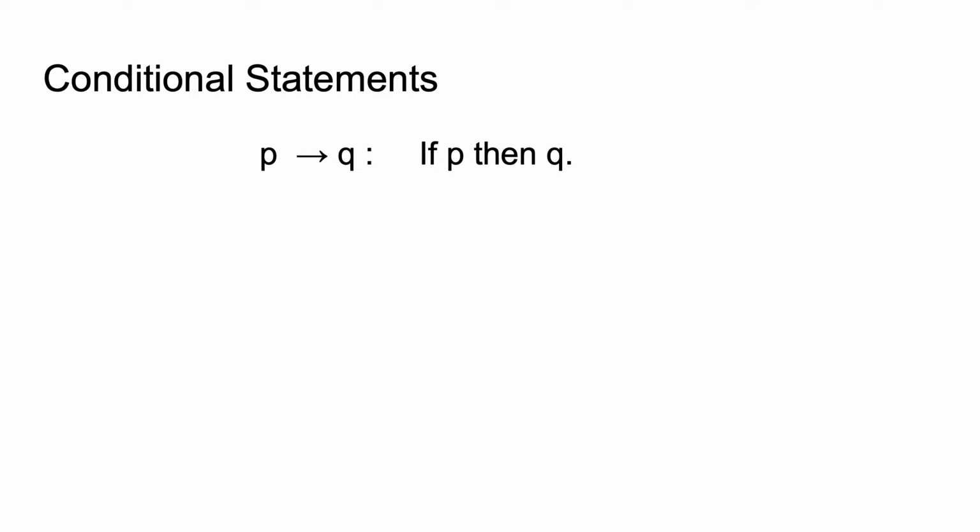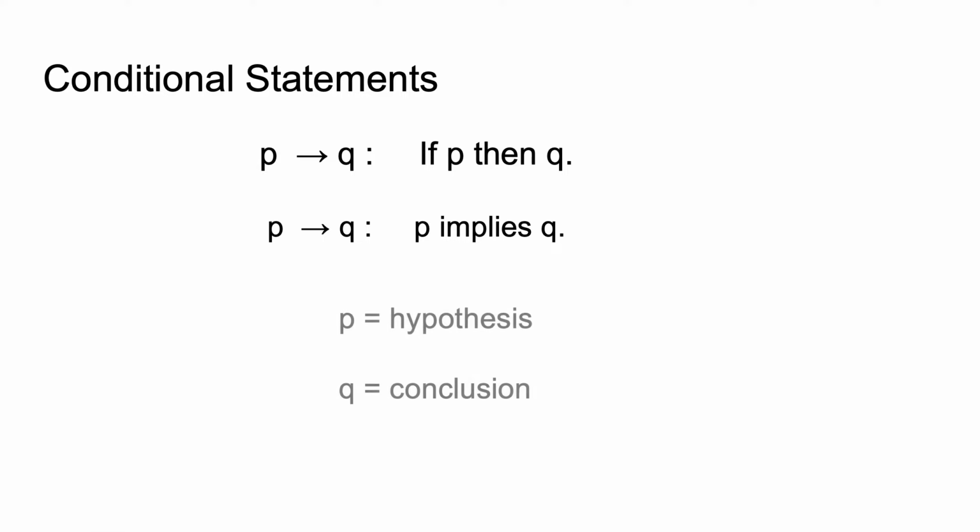So a conditional statement looks like this. P arrow Q. Okay, if P then Q. That's what this means, if P then Q. Some people like to say it, P implies Q. This is called the implication sign rather than just an arrow. But I like to say if P then Q, so that I get the ideas in my head a bit clearer. We call P, or the thing we start with, the hypothesis, and the thing we finish with, Q, is the conclusion.